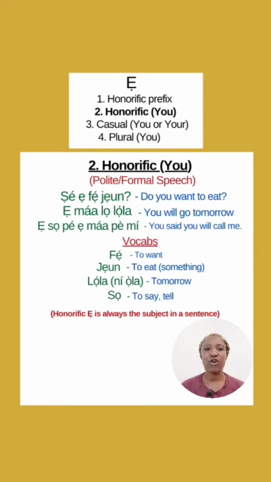Ẹ as the honorific you. So you want to speak to your mom. Ẹ jọ̀ọ́, mo fẹ́ ṣe nǹkan. Ṣé ẹ máa lọ? Ṣé kí n bá ẹ. So ẹ wá, ẹ jókòó, ẹ jẹun. All of that is ẹ. Okay? Do let me know if you understand what I'm trying to explain.